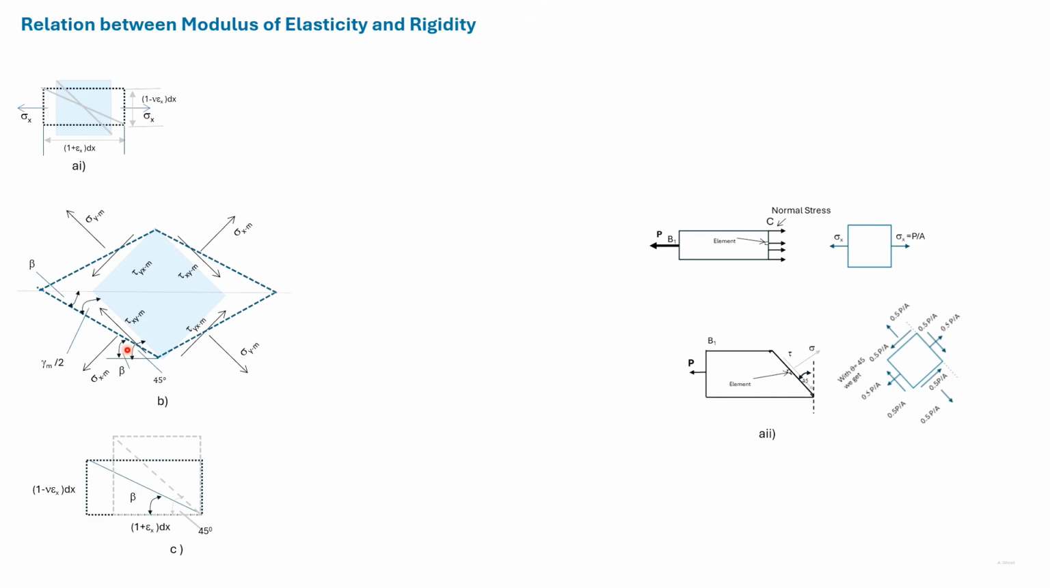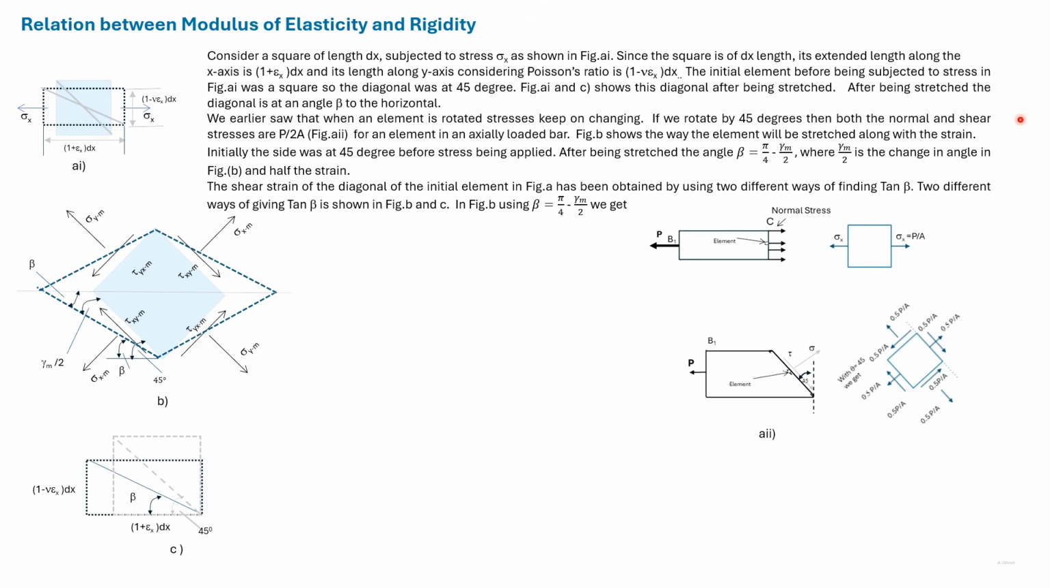We earlier mentioned that shear strain is the change of the angle from the initial right angle. Shear strain is in two parts, so here the change in angle is shear strain divided by 2. So beta can be written as pi by 4 minus shear strain divided by 2. Now we have obtained beta in two different ways.